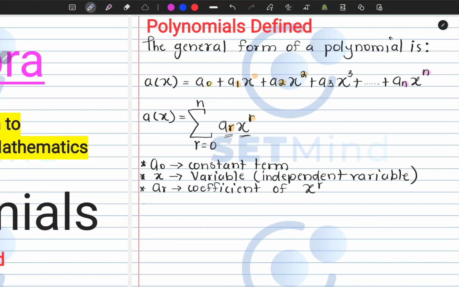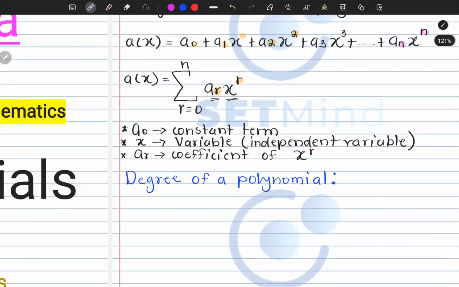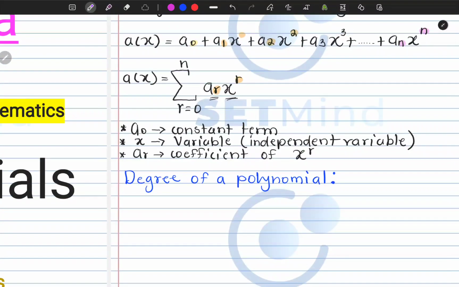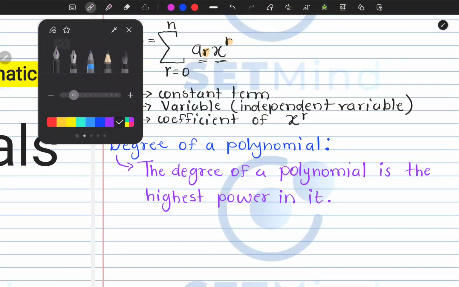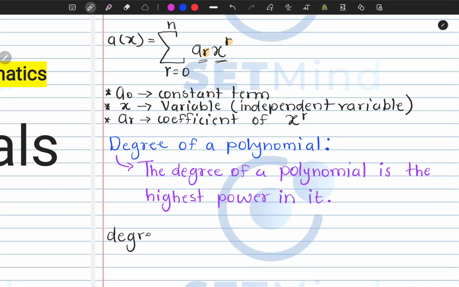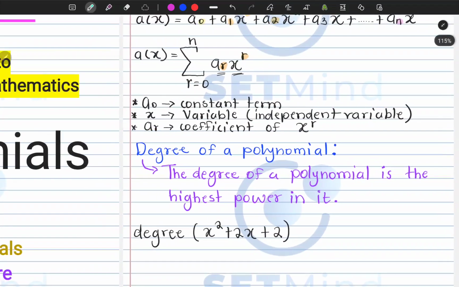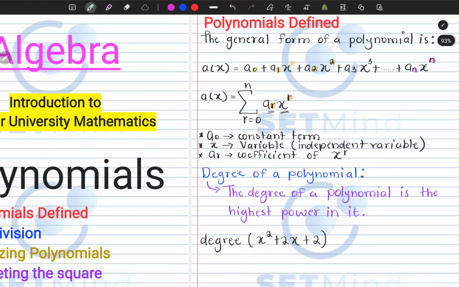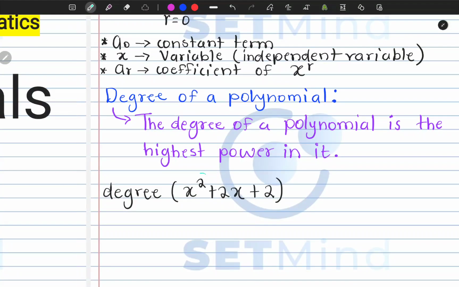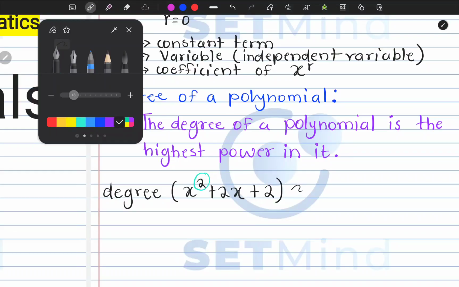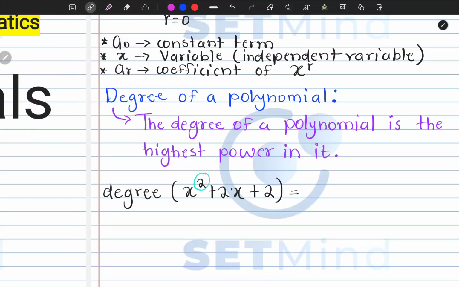Another important part which we need to define is the degree of a polynomial. By definition, the degree of a polynomial is the highest power found in that polynomial. Just to use an example to understand this idea of a degree, let's quickly have a look at the degree of, as an example, x squared plus 2x plus 2. There is no confusion that this is a polynomial because it takes the general form of a polynomial written above. But remember, the degree is the highest power which we see in that polynomial. The highest power which we see here is 2, so the degree of that polynomial will be 2.